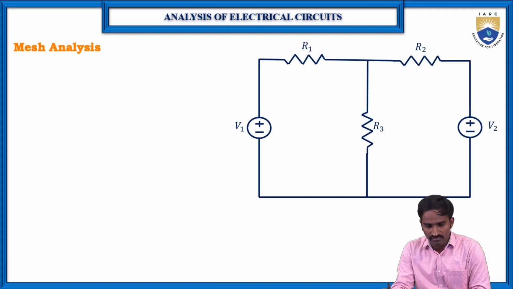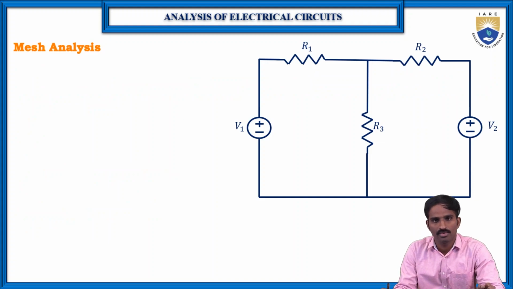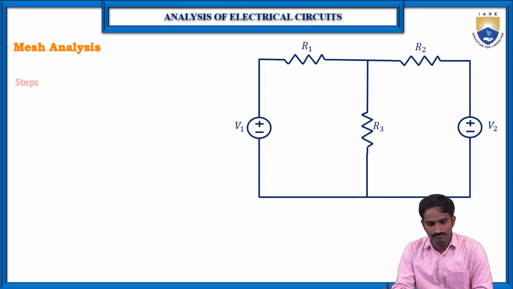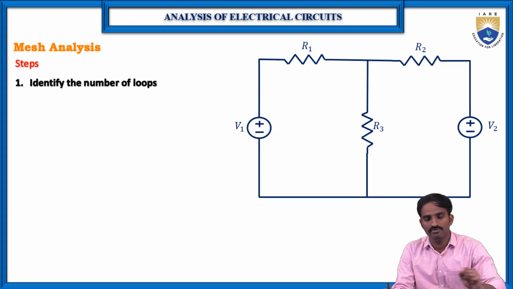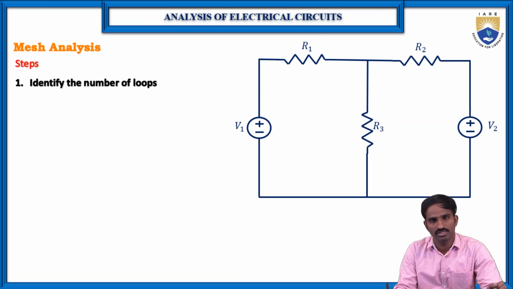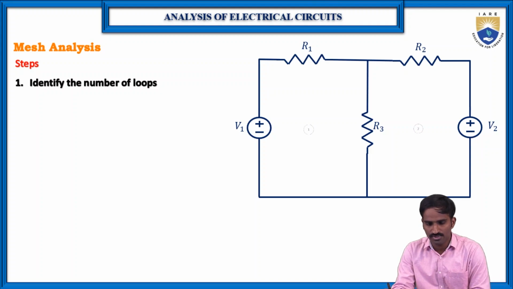So let us take one example. Here, this is a simple network. It contains two loops as well as two meshes. This simple network has more than one voltage source, V1 and V2. The first step is to identify the number of loops. How many loops are there here? These are the two loops, 1 and 2.